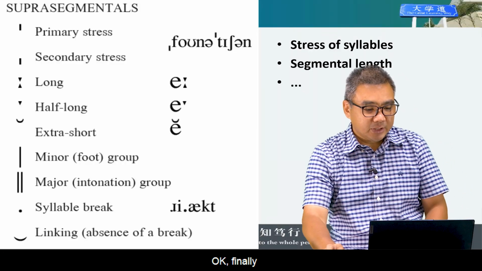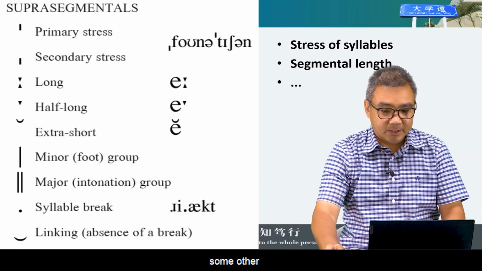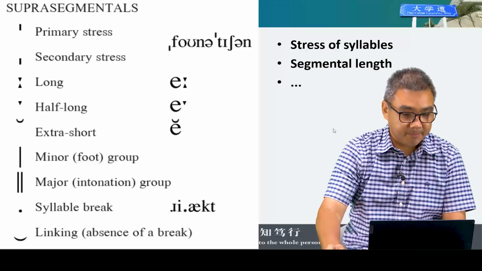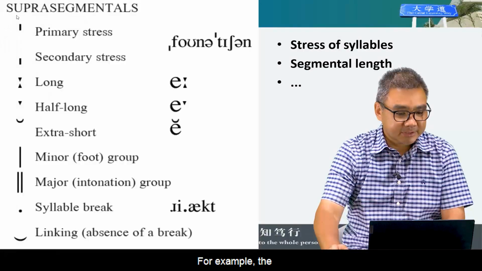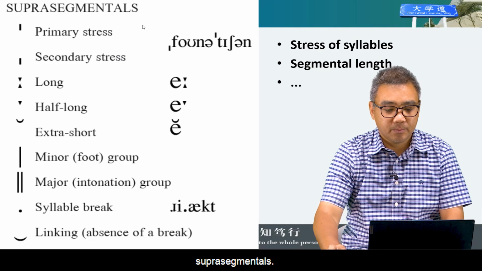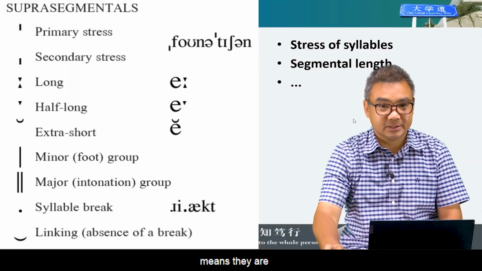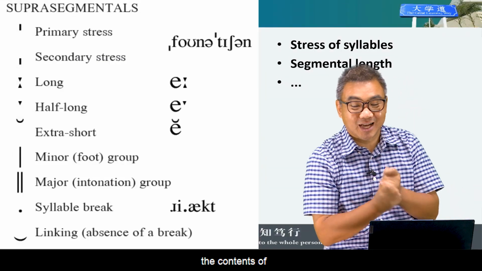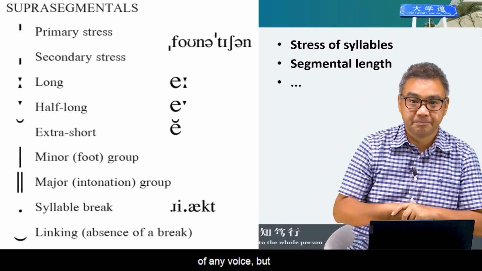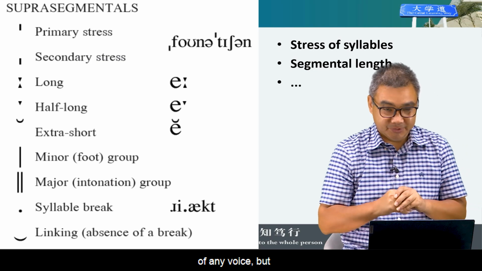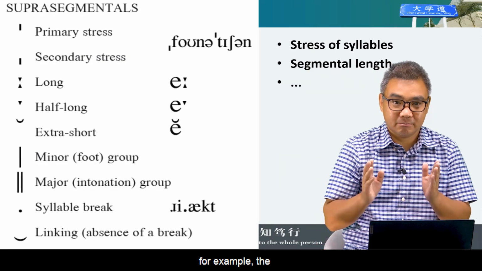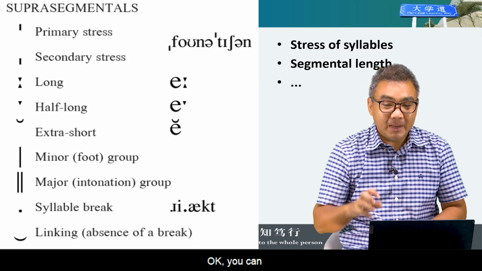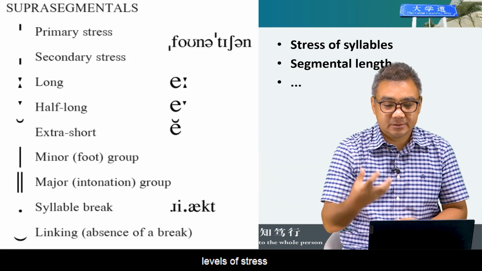Okay, finally, I will introduce some other additional signals from IPA. For example, the suprasegmental. Suprasegmental means they are not about the essence, the contents of the pronunciation of any voice, but other features. For example, the length, or the stress. You can make different levels of stress when you pronounce.